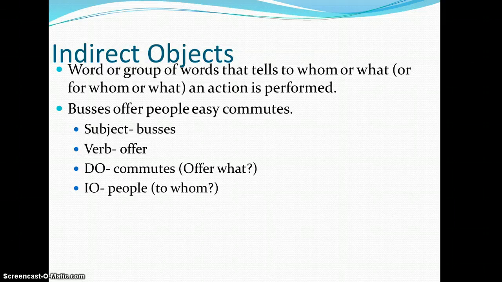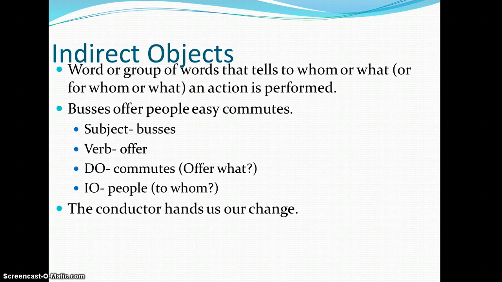So you really need to read the whole sentence and think logically about what it's saying, because it's not saying that buses offer people. That wouldn't make sense. It's offering commutes to people. Notice that the indirect object is after the verb, but before the direct object. Okay, keep that in mind.